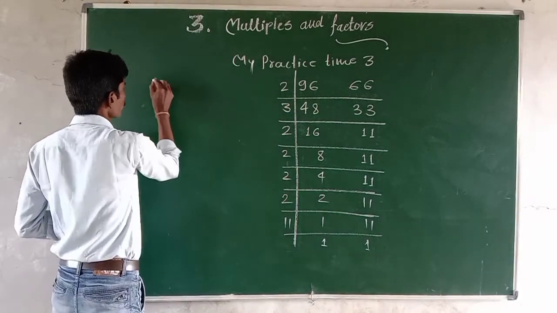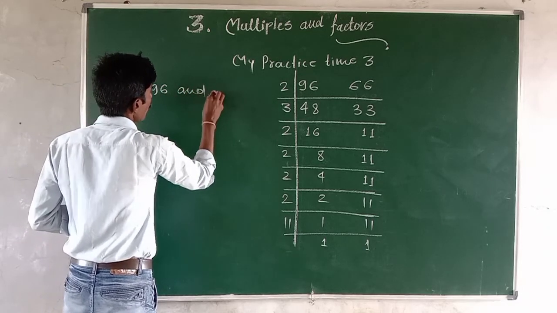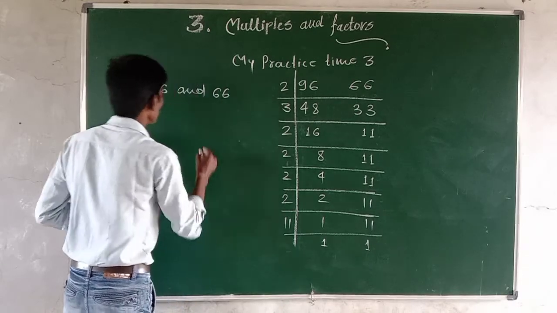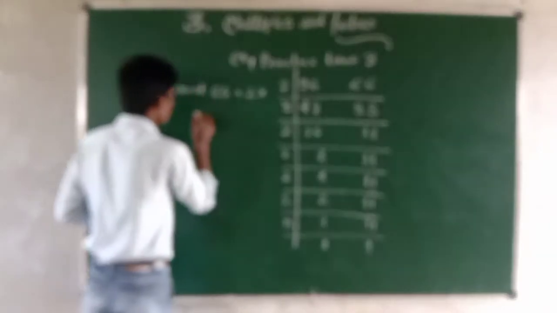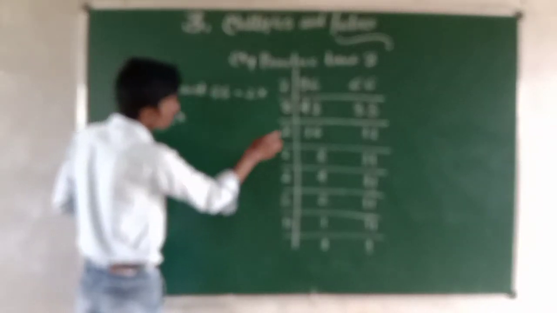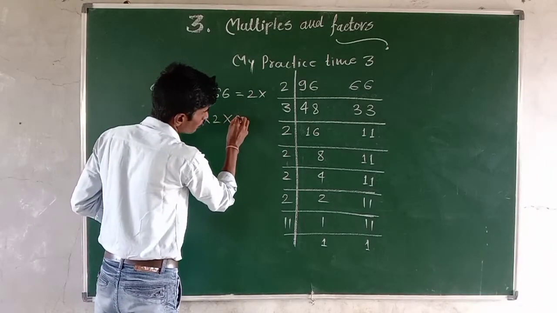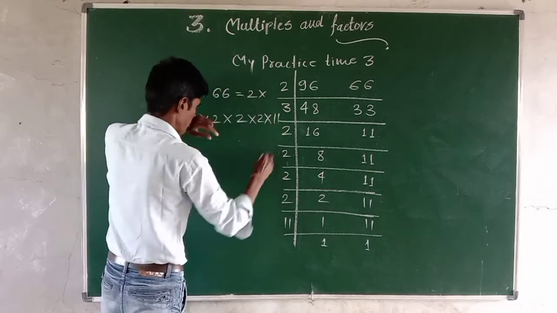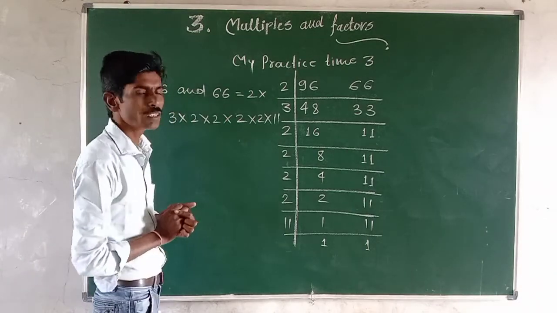So 96 and 66: 2 into 3 into 2 into 2, 2 into 3 into 2 into 2, 2 into 2 into 2 into 2 into 11. So these are the factors of this 96 and 66.